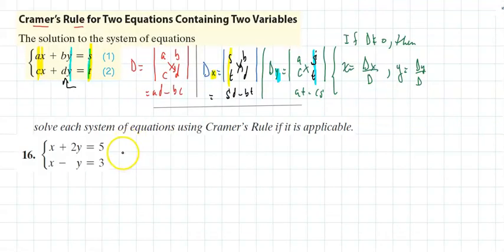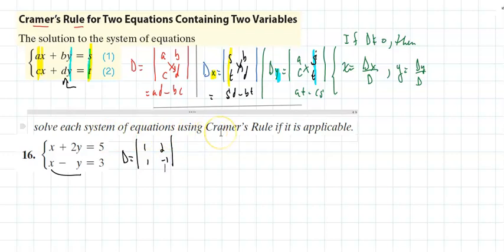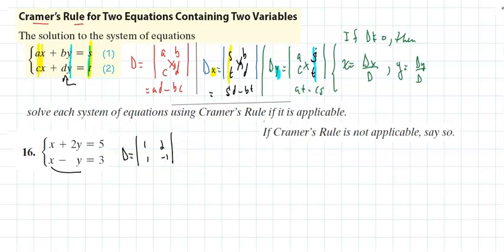Well, for this problem, the determinant of the matrix is, again, the coefficients: 1, 1, 2, negative 1. So the directions here: solve each system of equations using Cramer's rule if applicable. Oh, there's a part we left out. Let's get that out of the way. That's the part that was missing: if Cramer's rule is not applicable, say so. Cramer's rule would not be applicable if the determinant equals 0 because you're dividing by that.